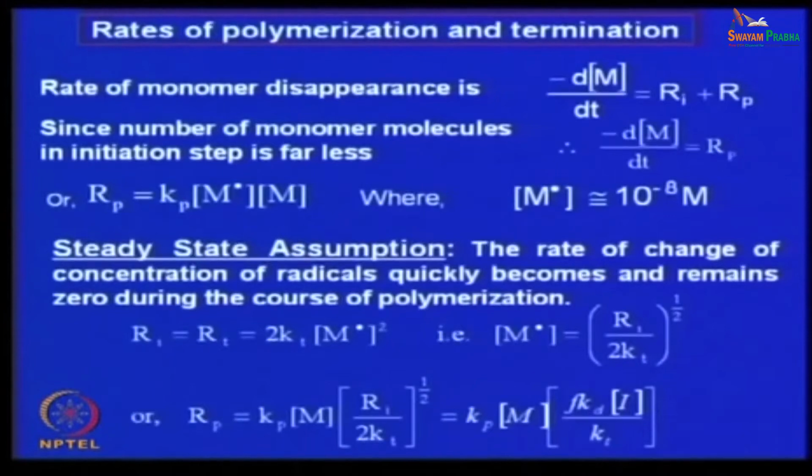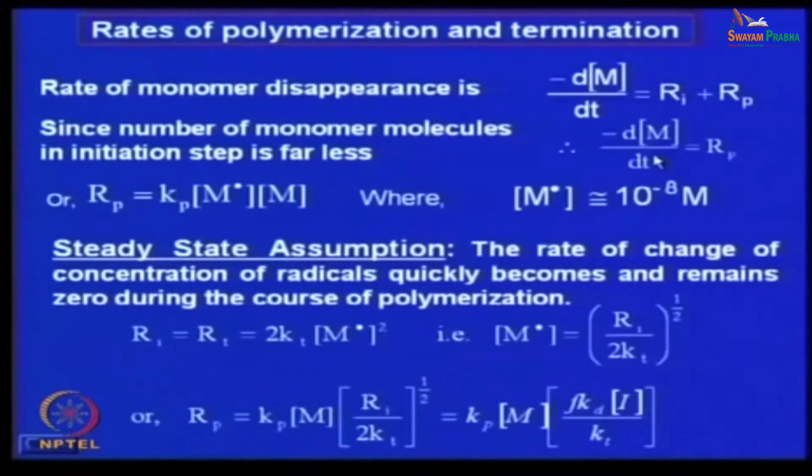Now, as shown, this rate is the sum of two different rates, the rate of initiation, because in the initiation step monomer also disappears, and the rate of propagation, because in the propagation step monomer also disappears. But the consumption of monomer in the initiation step is far and far less than the consumption of monomer in the propagation steps.